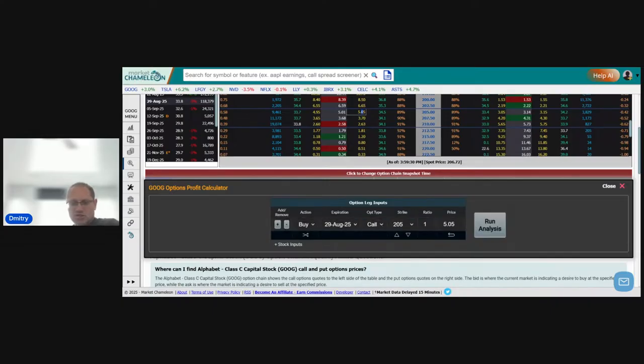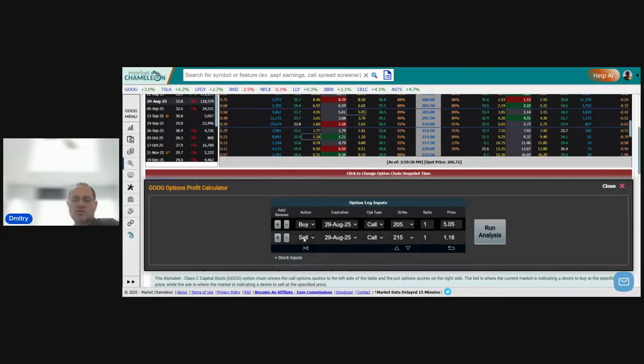Now, a call spread involves buying one call and selling another call at a different strike in the same expiration. Since we're doing a bullish call spread, we're going to sell a call that's at a higher strike. So let's say we go to the 215 call. I'm going to click on this bid.